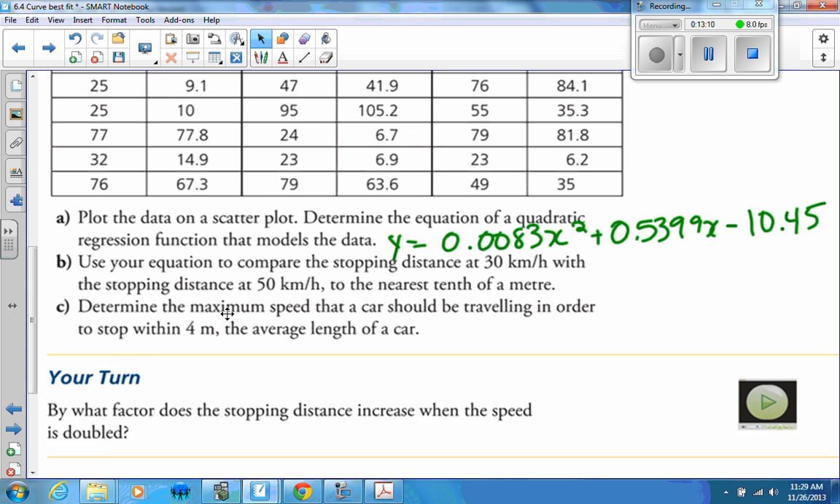It says, determine the maximum speed that a car should be traveling in order to stop within 4 meters, the average length of a car. So to do the opposite, if you're given a y value and need the x, you're going to have to actually use the equation. So I'm going to move over to a blank sheet and I'm going to work that out.